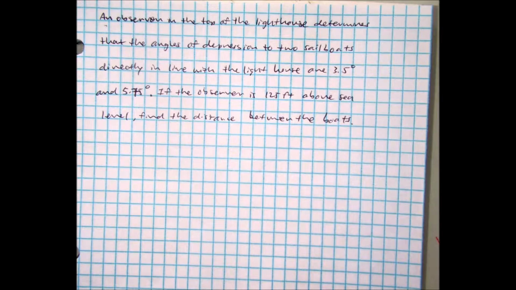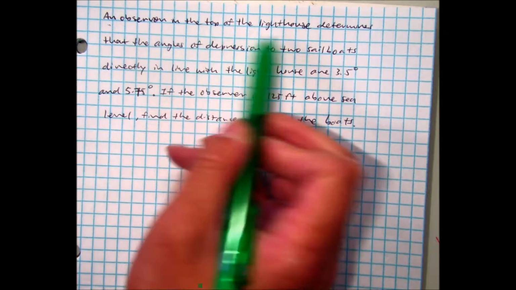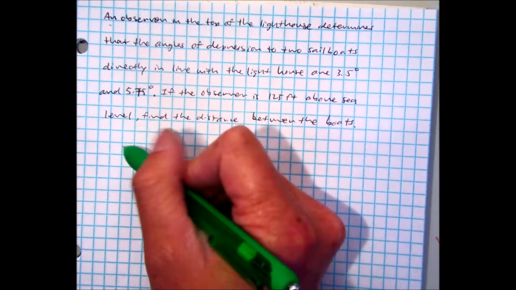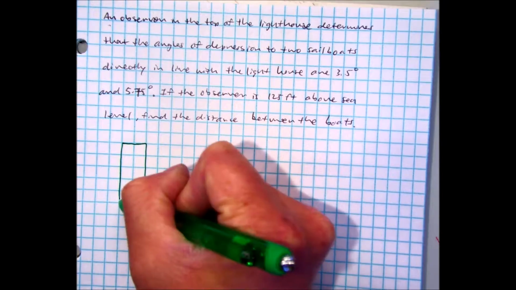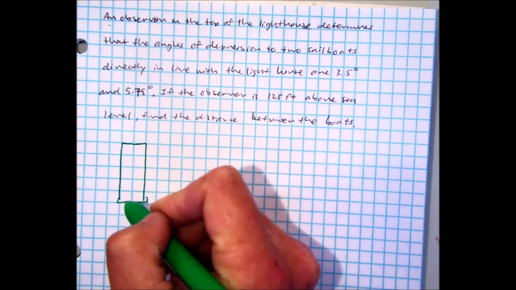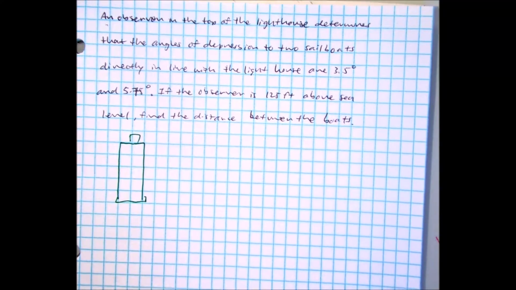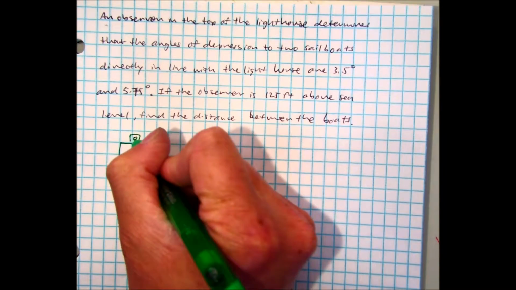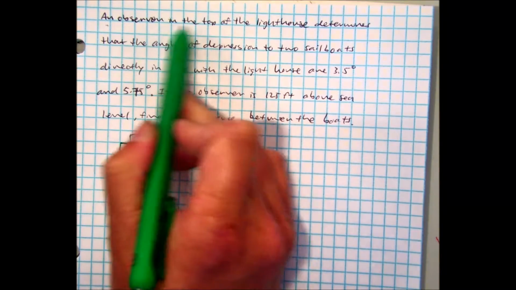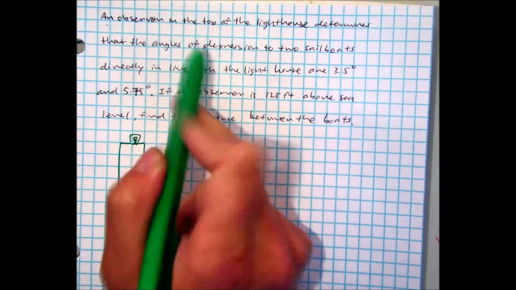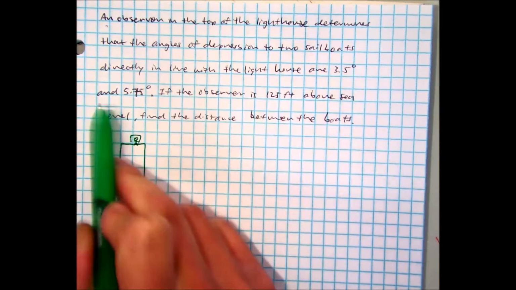Alright, so let me go ahead and draw a picture. An observer in the top of a lighthouse. So let's draw a lighthouse, maybe somewhere up here. An observer in the top of the lighthouse determines that the angles of depression are 3.5 degrees and 5.75 degrees.